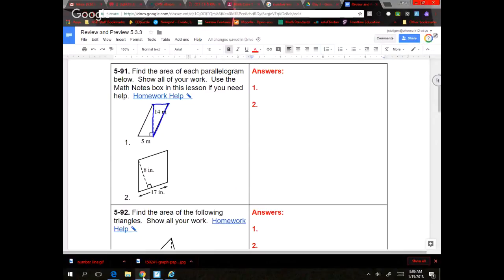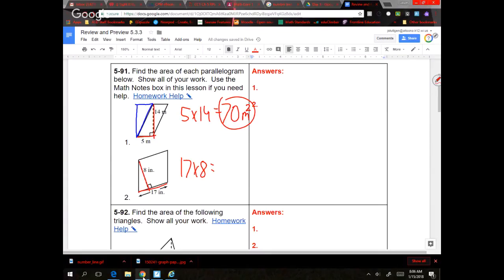If you notice, I traced kind of the triangle on the right-hand side, and if I slide it over, now I have a rectangle. So that rectangle has a base of 5 and a height of 14. When I multiply those together, you get 70, and don't forget the units, it's meters squared. Area is always squared.